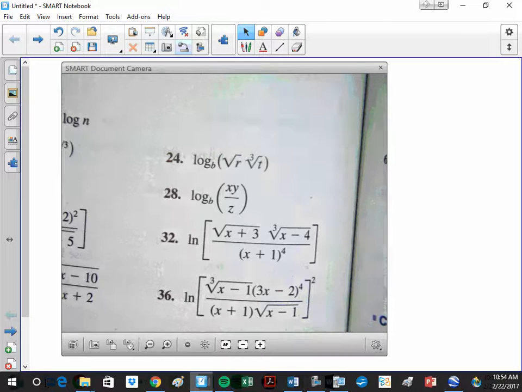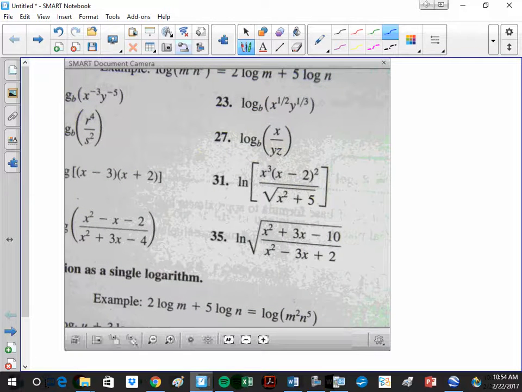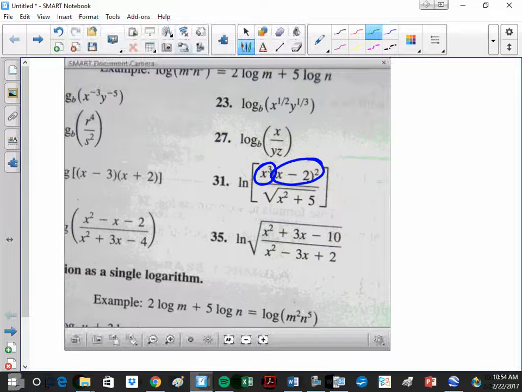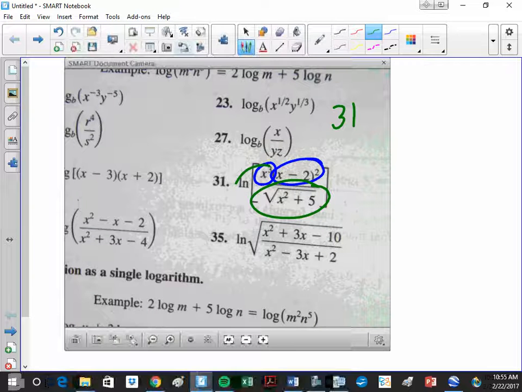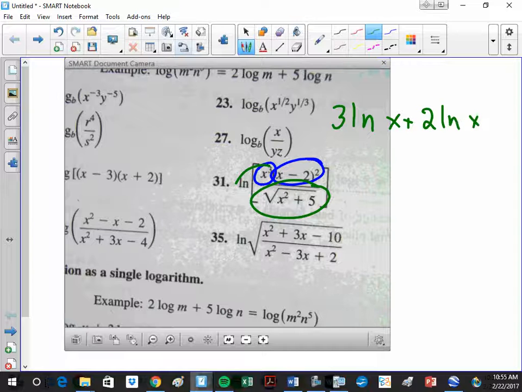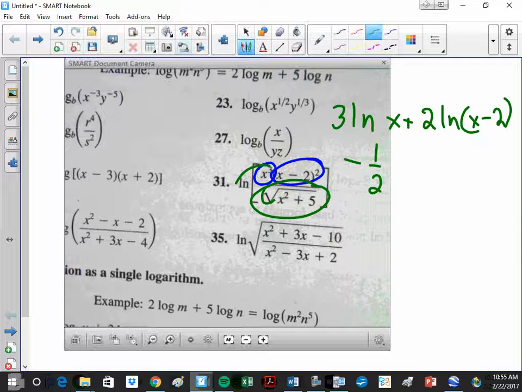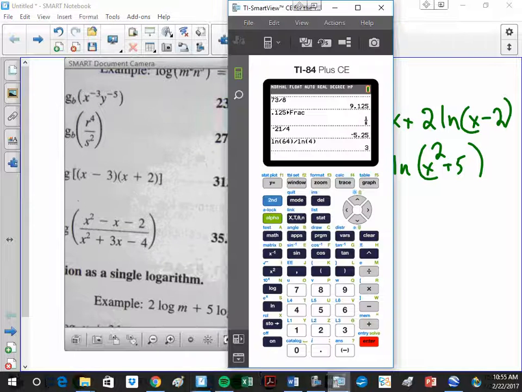Okay, so number 31. So positive, positive, positive, and then this next one will be negative. So drop the 3 ln of x plus 2 ln of x minus 2, and then minus 1/2, that's the square root, ln of x squared plus 5. All right? Okay. Good luck.